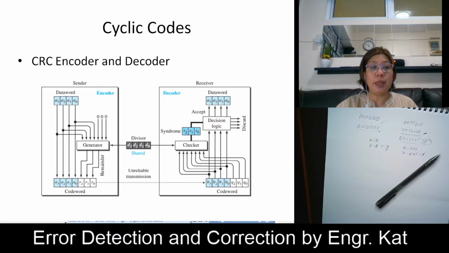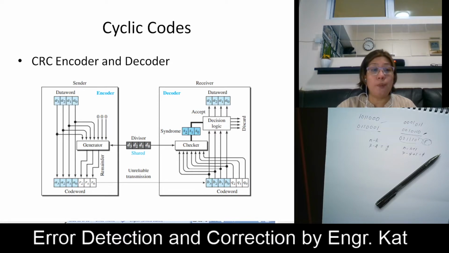Now, at the receiver end, the decoder receives the code word, possibly corrupted again because of unreliable transmission. A copy of all n bits is fed to the checker, which is a replica of your generator. The remainder produced by the checker is a syndrome. Our syndrome is n minus k bits, which is 3 in this example, and it is fed to the decision logic analyzer. The analyzer has a simple function.